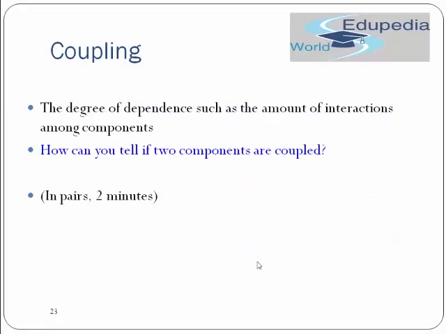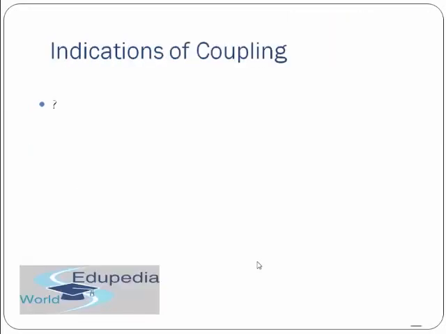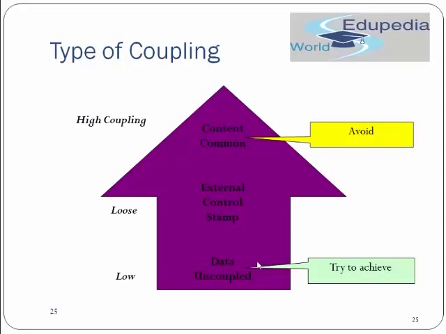Okay, then how can you tell if two components are coupled? Well, just think about it for 2 minutes and then we'll see. So, indication of coupling. The indication of coupling basically is to make up your mind how the two functions are dependent on each other.